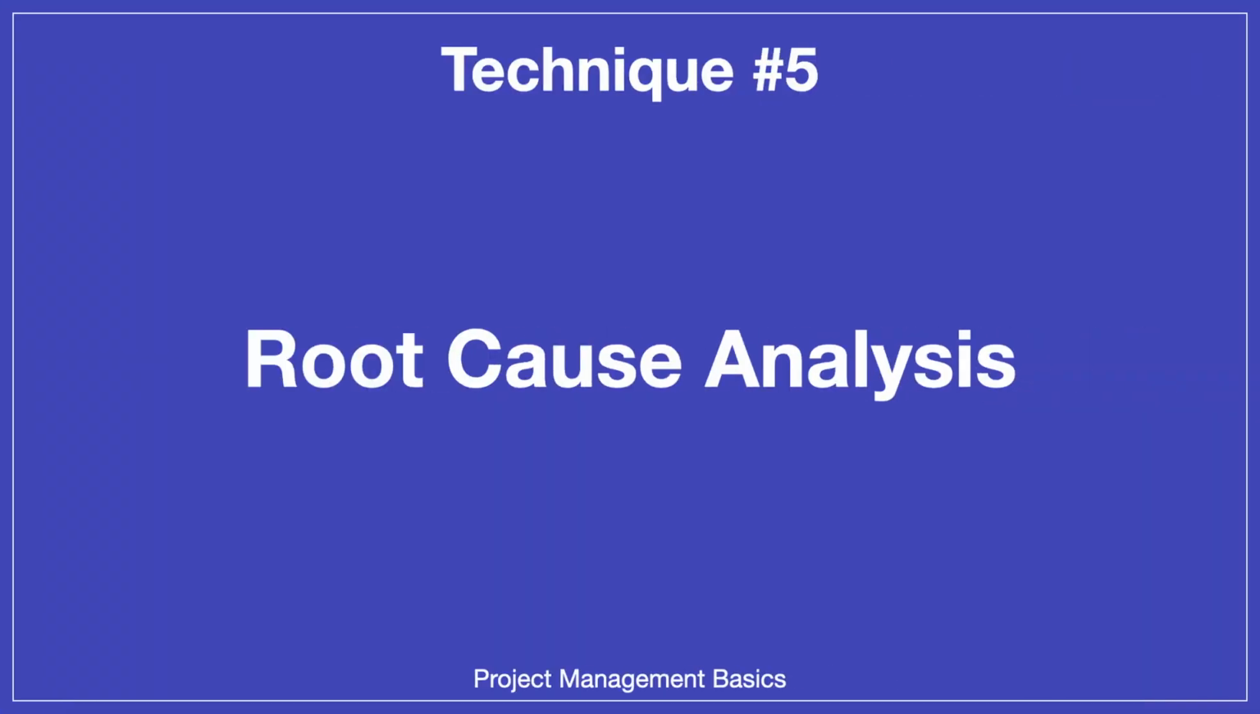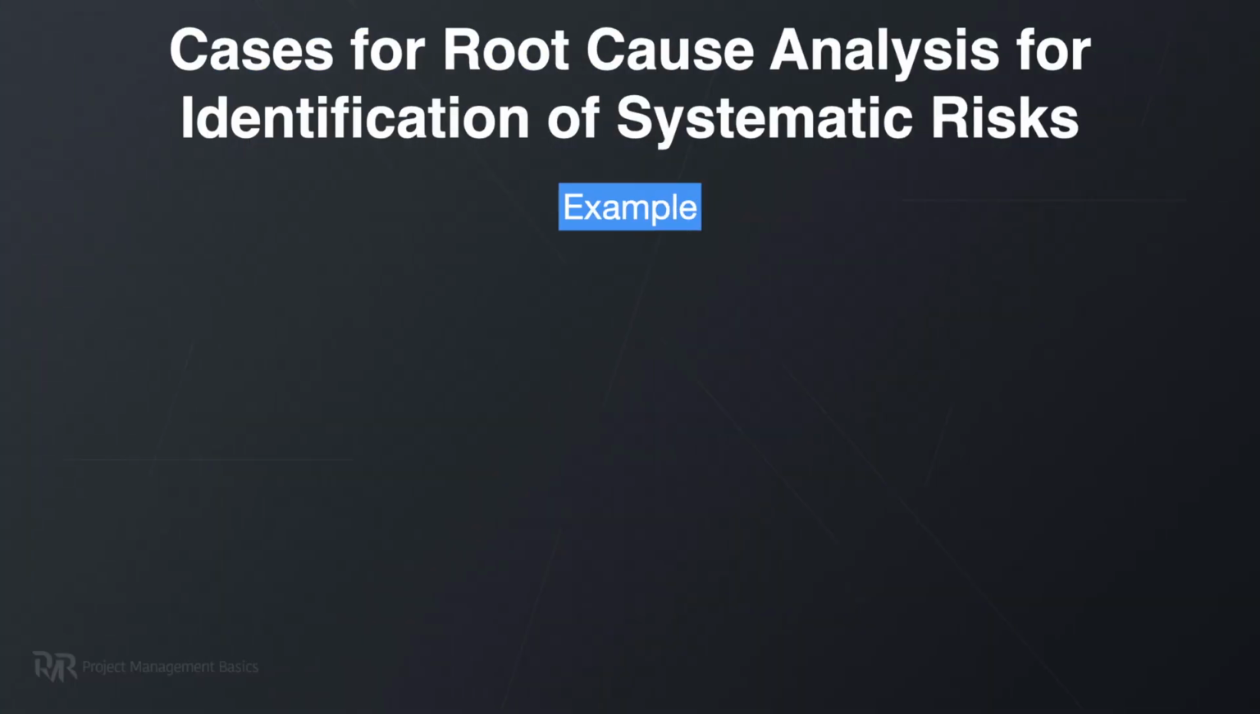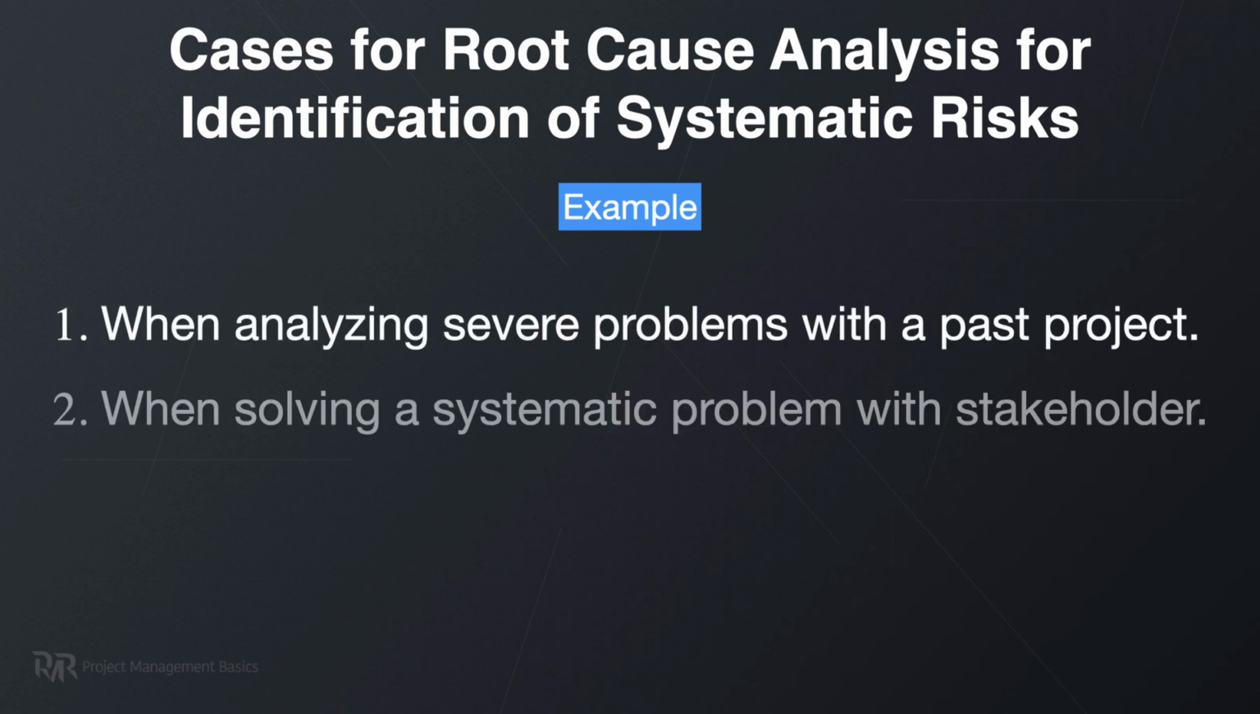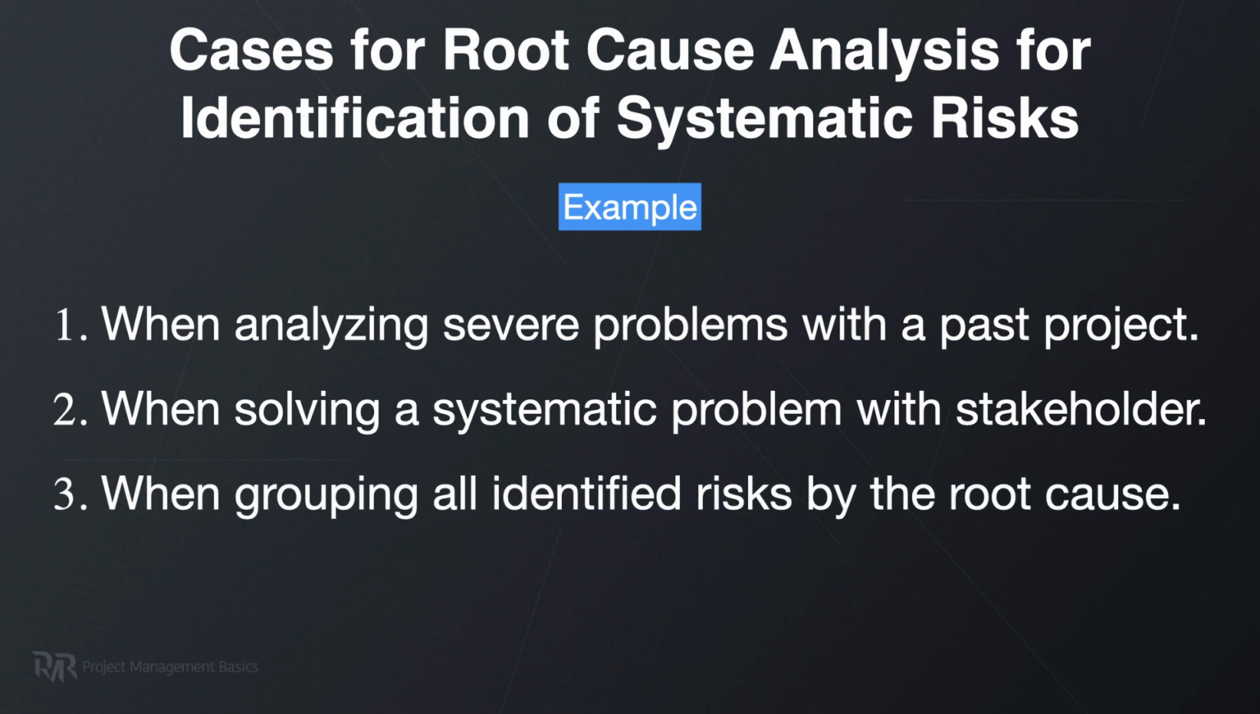From time to time, I also use root cause analysis for identification of systematic risks. For example, I used it several times when I analyzed severe problems with a past project, when I tried to solve a systematic problem with stakeholders. This usually relates to inefficient communications, poor quality, inaccurate estimates, or ambiguity in requirements. Likewise, I try to group all identified risks by their root cause. It helps to see the primary source of problems and identify even more risks.